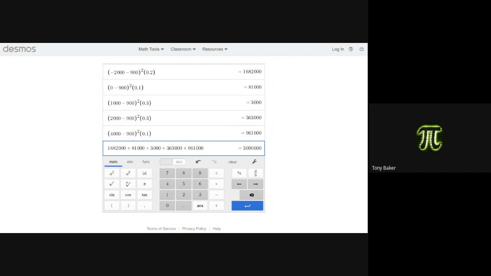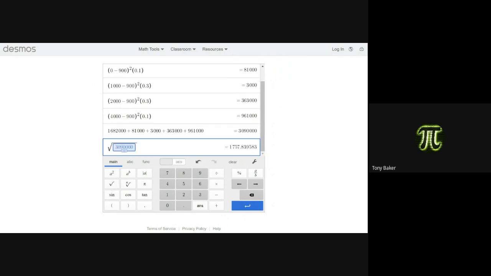So we add them all together. And then the very last step is we take the square root of it. So my standard deviation for A is 1758.